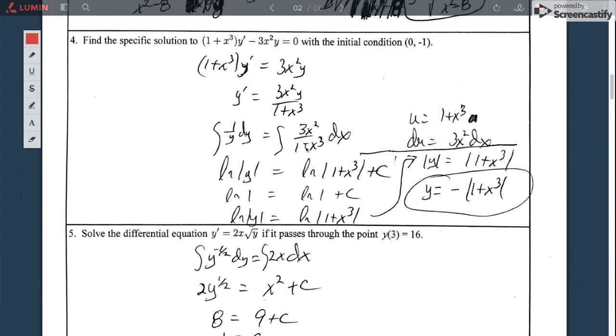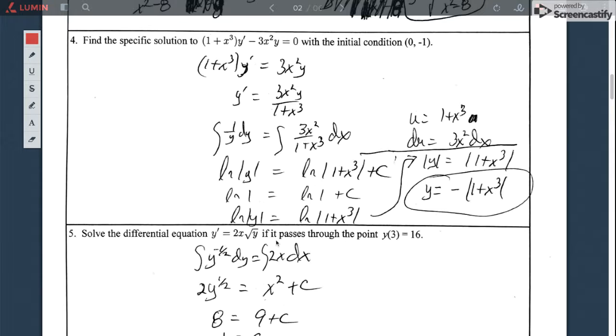So I'm dealing with 1 over u. If I integrate 1 over u, that gives me the natural log. So I get the natural log of my u. Plug in 0 and negative 1. So I get natural log of 1 on the left. On the right, plug in 0. I also get the natural log of 1. And as we know, natural log of 1 is 0. So that means c is equal to 0.